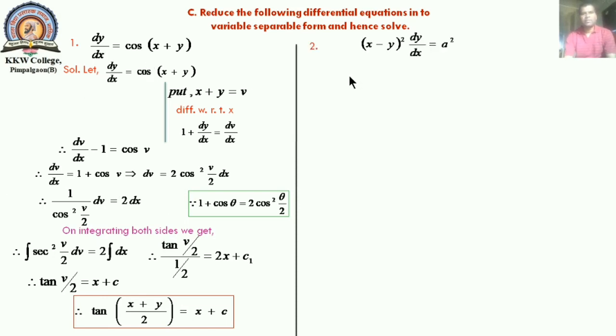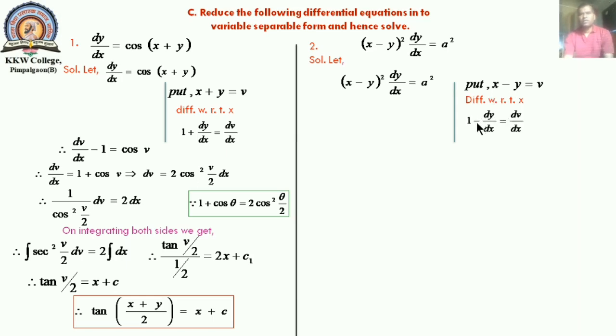The next example is (x minus y) whole square dy by dx is equal to a square. Here also, (x minus y) square is not easily separated into terms of x and y. So we have to do some substitution, that is, put x minus y as v. On differentiating with respect to x, the derivative of x is 1 and the derivative of y is dy by dx, and the derivative of v is dv by dx. Therefore dy by dx is equal to 1 minus dv by dx.